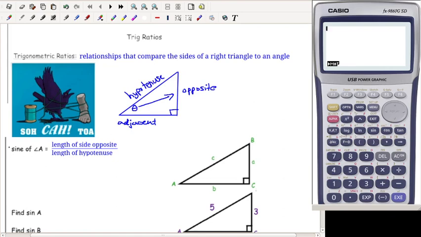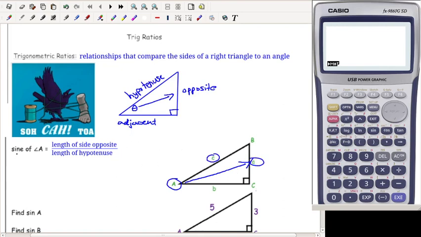So the sine of an angle A, looking at this triangle now, is the length of the side opposite angle A, the side that's not touching it, divided by the length of the hypotenuse. And again, the hypotenuse is always the longest side, always the side across from the right angle.